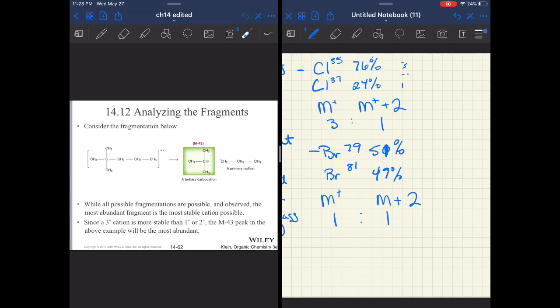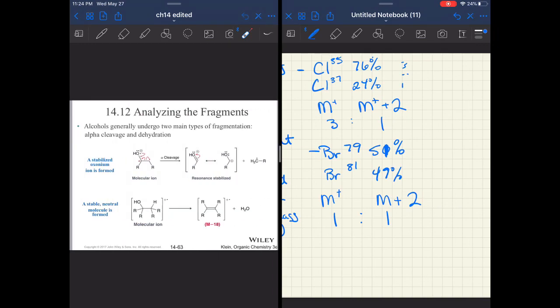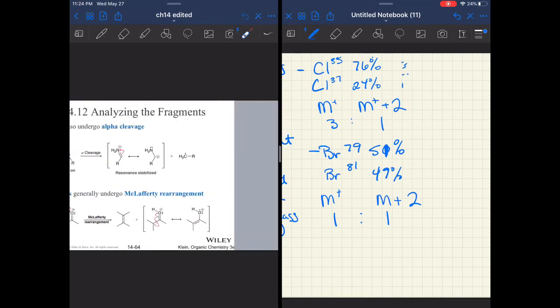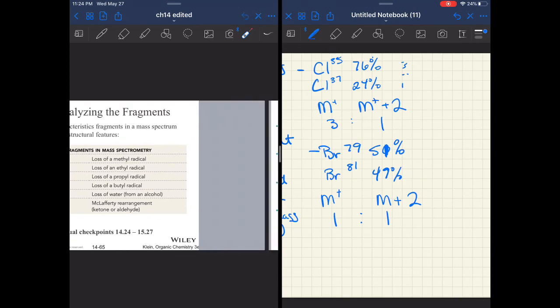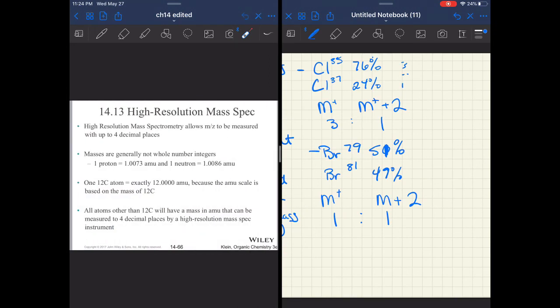If you have branching, fragmentation can change. You can get different sized fragments depending on where that branching occurs. There's a lot of interesting stuff here with alcohols and amines, but you are not going to be responsible for that. The same with the McLafferty rearrangement. You're not responsible for that.